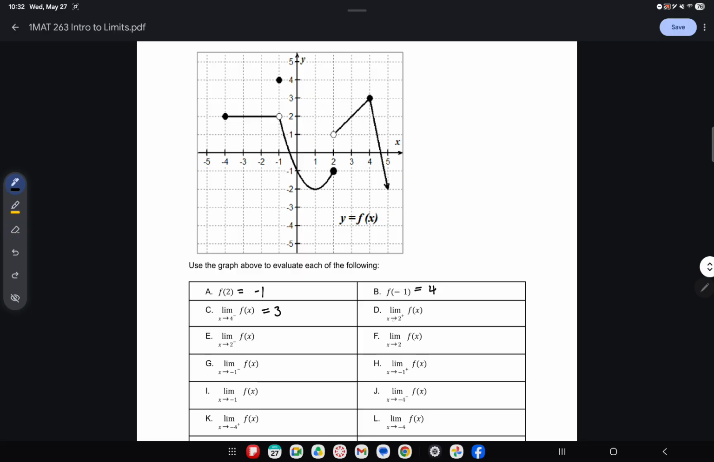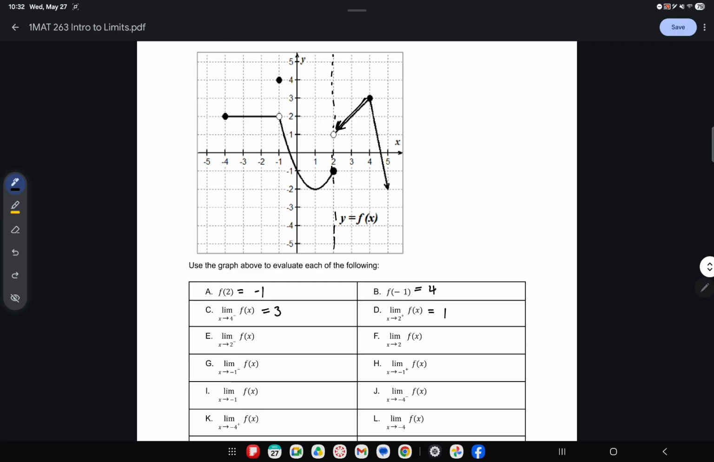So the next one is the limit as x approaches 2 from the right. So I draw my dotted line here, and I'm approaching 2 from the right side. So I know from the right side I have a hole at x equals 2. But the function itself is still getting closer and closer to the y value at that point. Right? So I know the function value doesn't exist, but we can still have a limit that exists. It's 1.